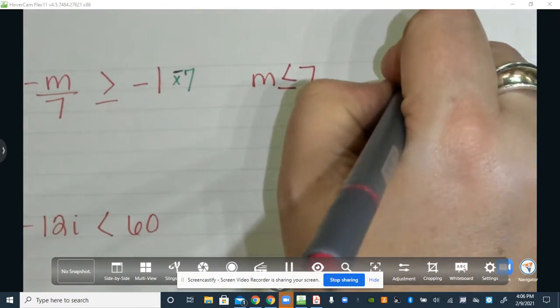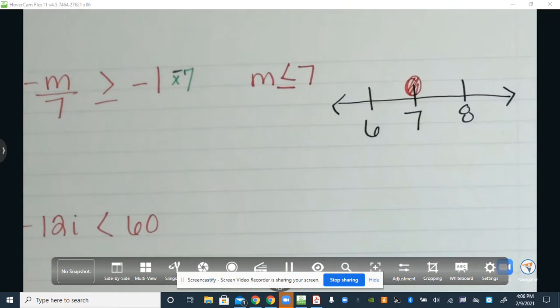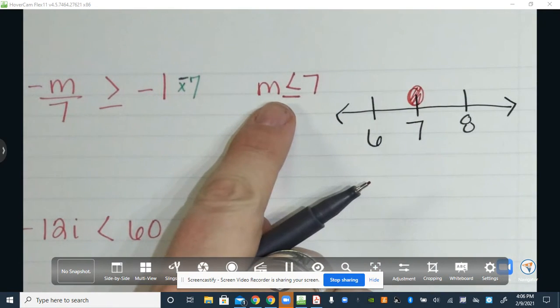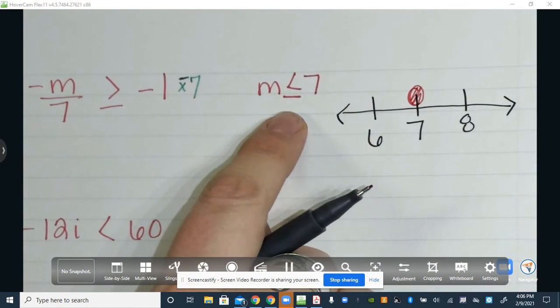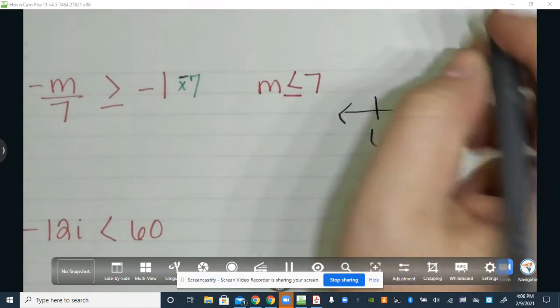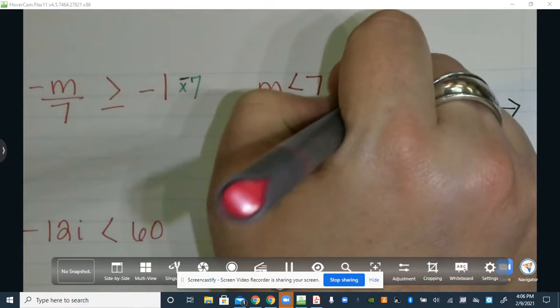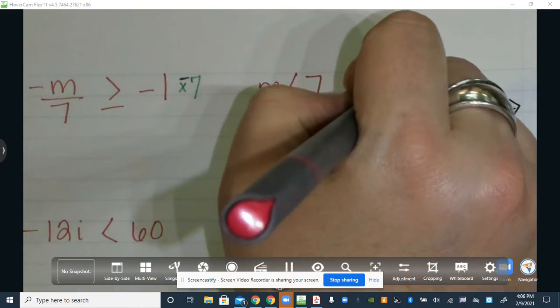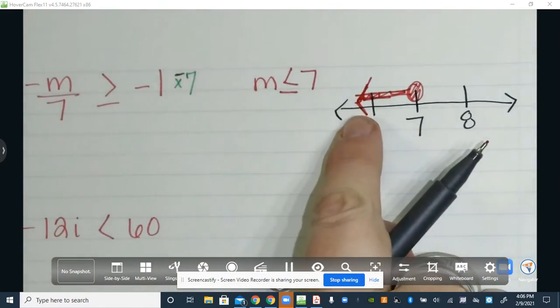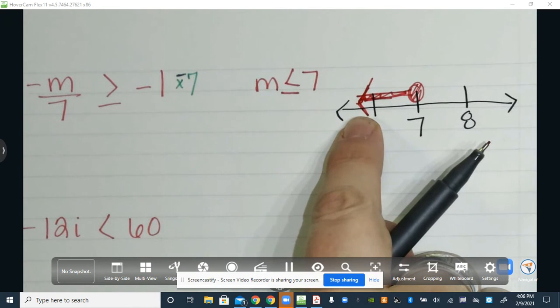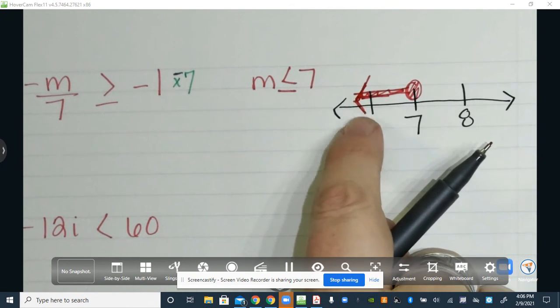So I'm going to graph it. I'm going to put a circle at 7. I'm shading it in. I'm looking for all numbers less than or equal to 7. So less than, I'm moving to the left. So my arrow is going to be to the left. And do you see how I put the arrowhead there, guys? Arrowhead means that it continues on. Don't just draw a line, make sure it's an arrowhead.